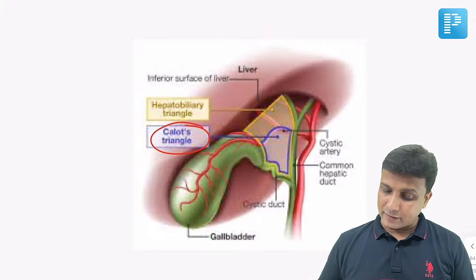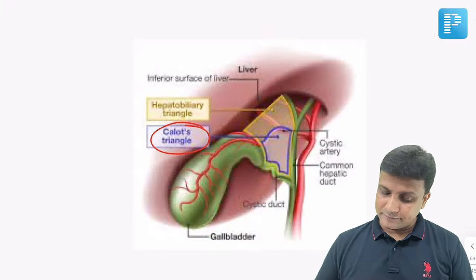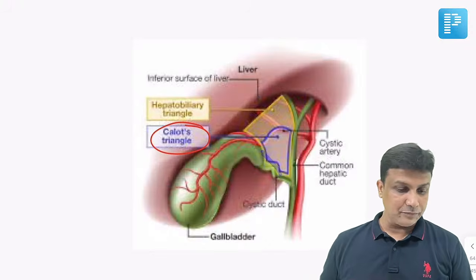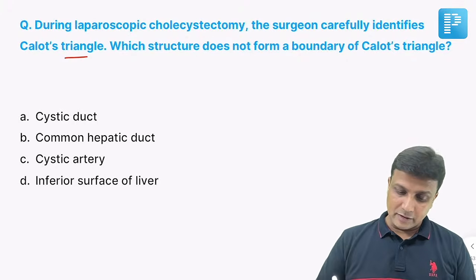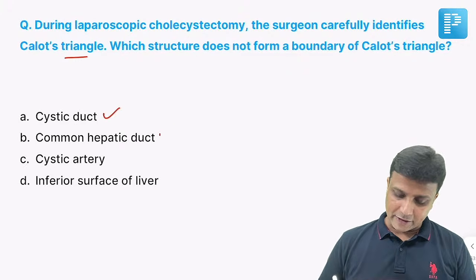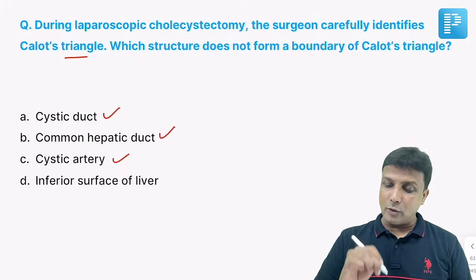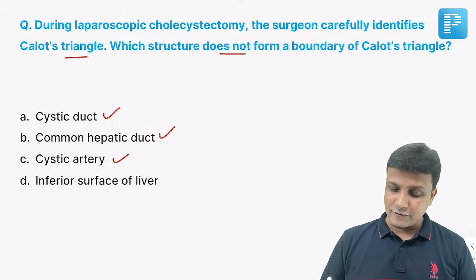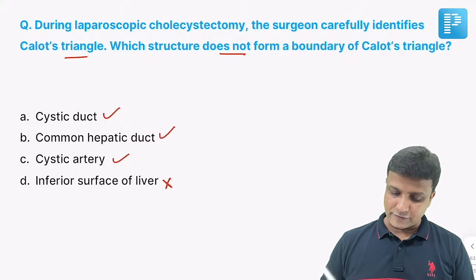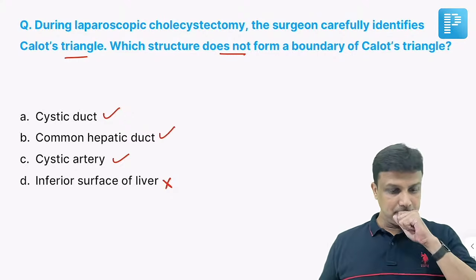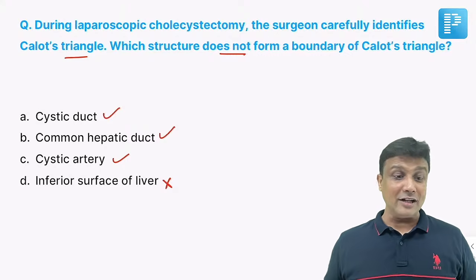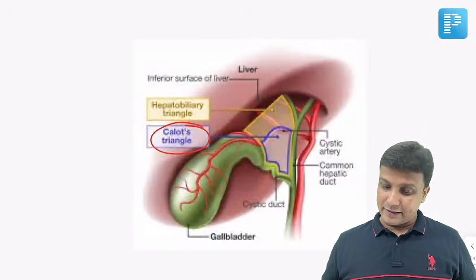That is between, number one, the cystic artery here. Number two, the common hepatic duct here. And number three, the cystic duct here, sir. Okay, so please remember, the cystic duct, the common hepatic duct, and the cystic artery are the boundaries of Calot's triangle. What does not form the boundary will be the inferior surface of the liver. Inferior surface of the liver is not going to form the boundary there, guys. Next one.